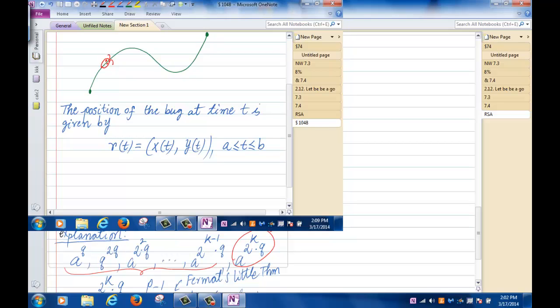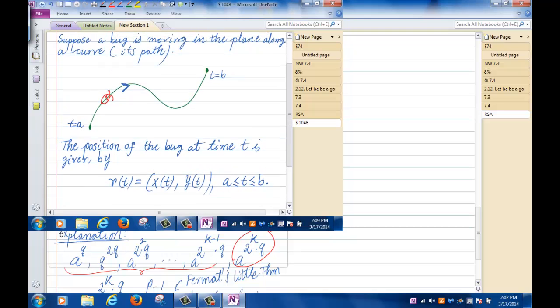It doesn't have to be a finite interval, it could be infinite interval, but let's just say the time interval between a and b. So maybe at time a the bug is at this point, and at time b the bug is at the other end of the curve. And let's say what's the orientation of the path, meaning that in which direction is the bug tracing the curve. Let's say the bug is tracing the curve in this direction. Okay, is that making sense?